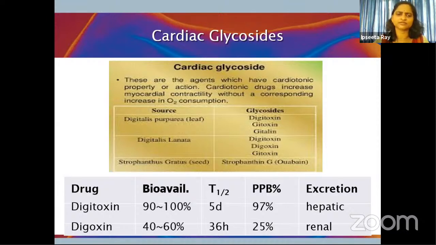Digoxin and digitoxin are the important cardiac glycosides. There are certain differences between these drugs. Digoxin has a lower bioavailability compared to digitoxin. As far as the half-life is concerned, the half-life of digoxin is lesser compared to digitoxin, 36 hours compared to 5 days for digitoxin. The plasma protein binding for digoxin is also less compared to digitoxin.